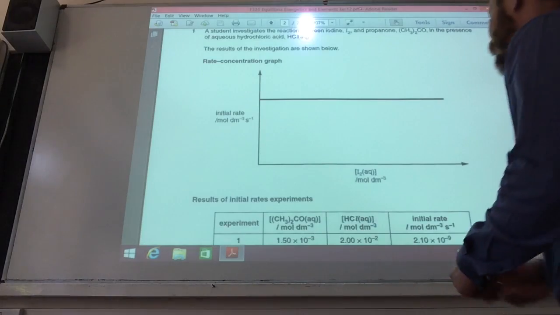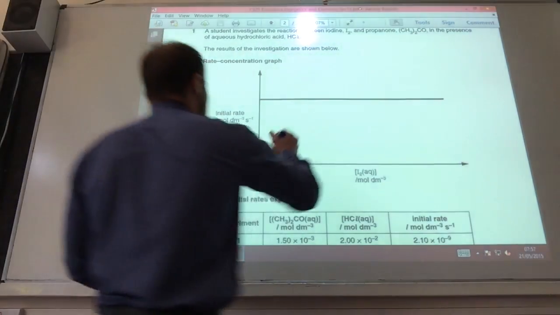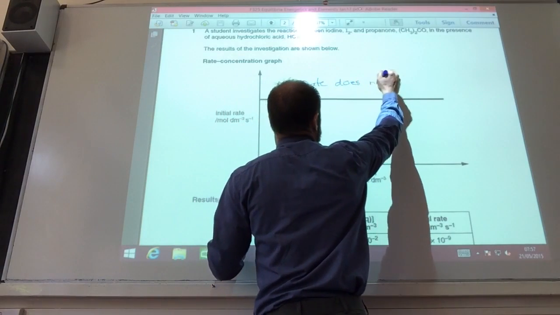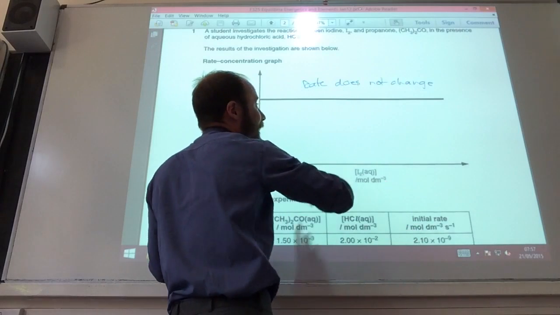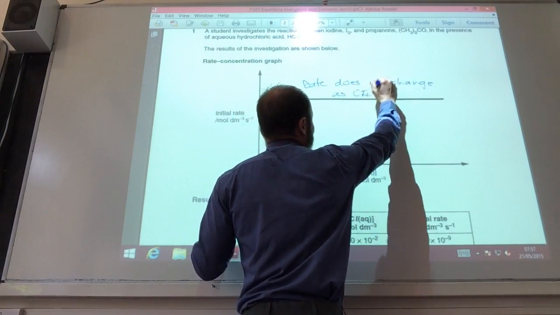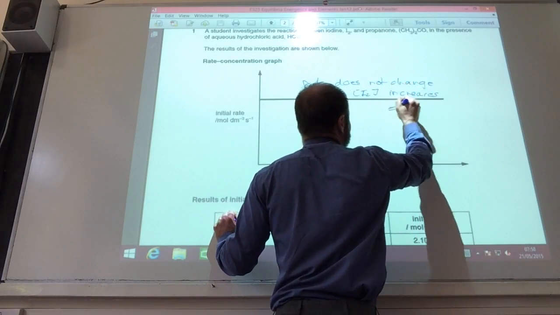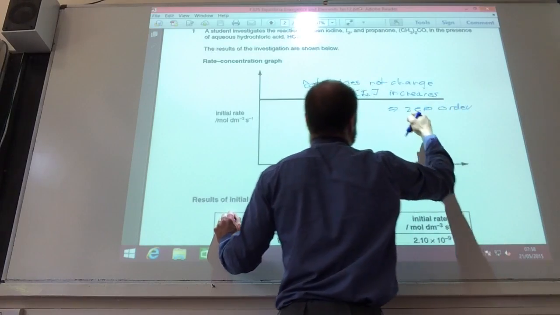Okay, so first of all, let's do iodine. Hopefully you can see, what I'll do is I will write it up. You can see that the rate does not change as you change the concentration of iodine, so as it increases, and therefore it is zero order with respect to iodine.